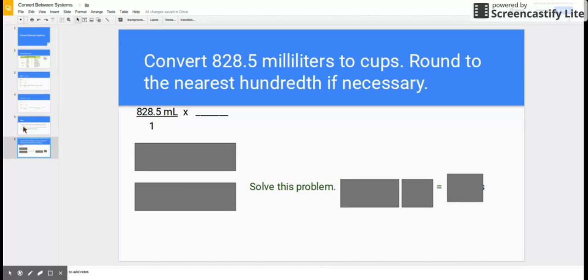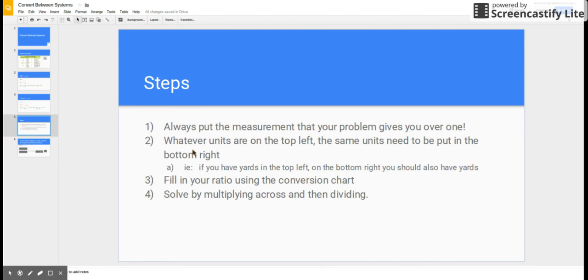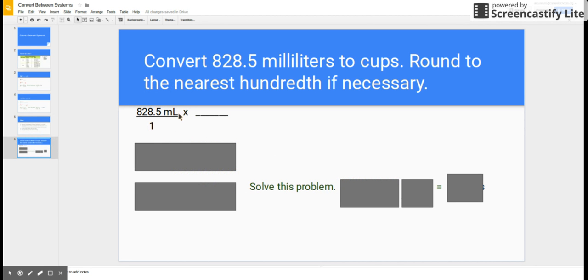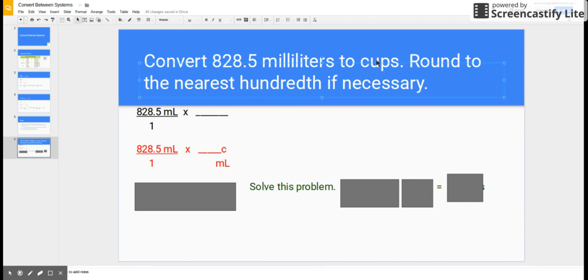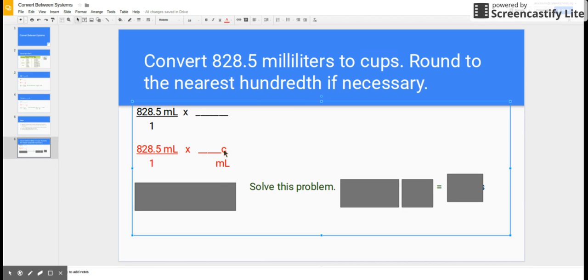I'm going to refer back to my steps. Whatever units are in the top left, the same units need to be in the bottom right. So if I have milliliters here, I'm going to have milliliters down here. And I'm trying to find cups, so I have the cups up here at the top right.